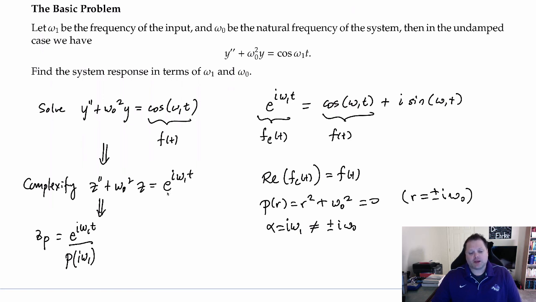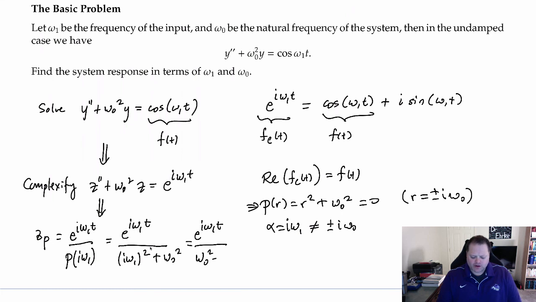Remember, if you go back to the notes from Monday, you write the right-hand side as an exponential, of the form e to the alpha t. Alpha is whatever's multiplied by the independent variable, which in this case is i omega 1. So if we play this out a little bit, P is right here. This is the characteristic polynomial. That would give you i omega 1 squared plus omega naught squared, which then is e to the i omega 1t divided by, since i squared is negative 1, omega naught squared minus omega 1 squared. And so that is my complex solution.